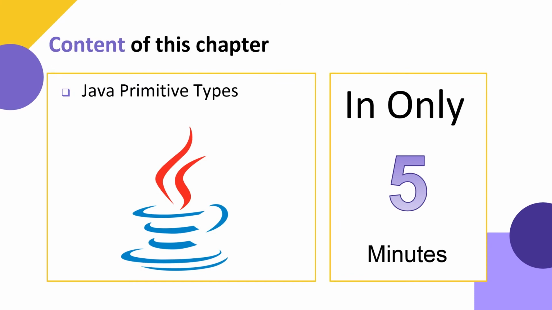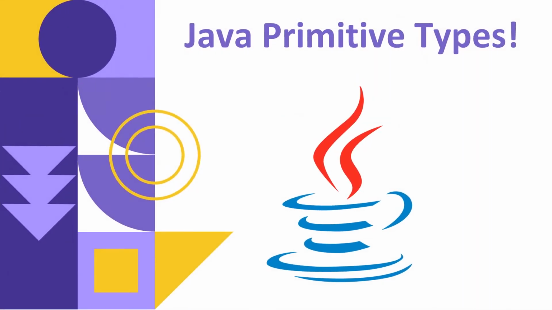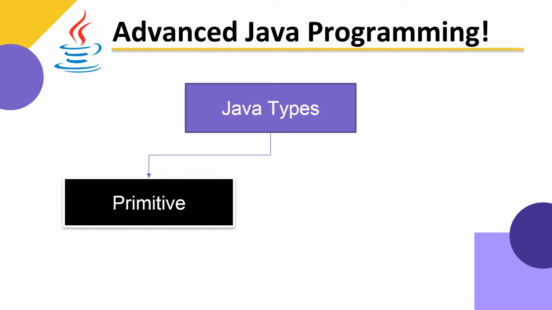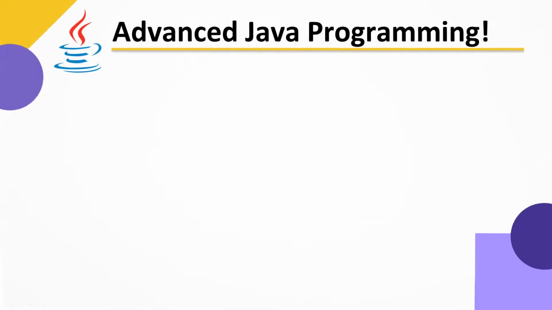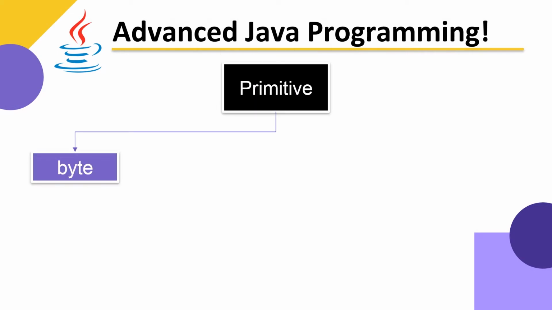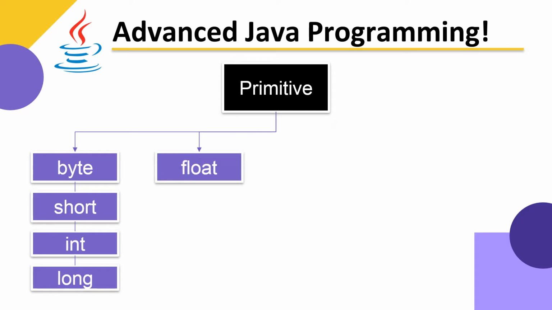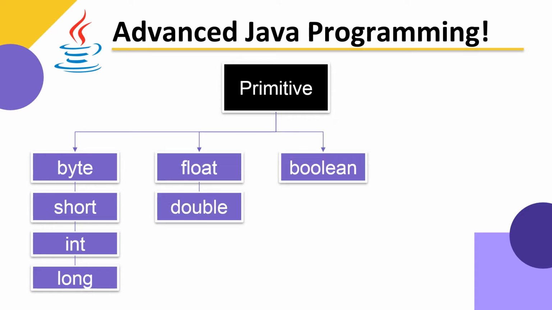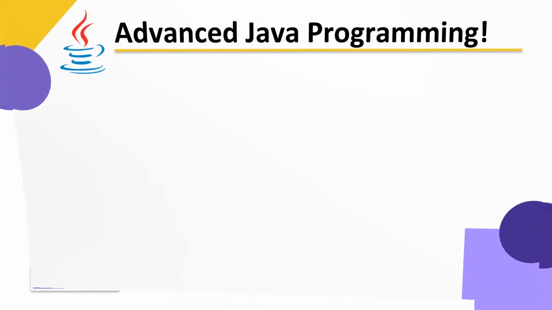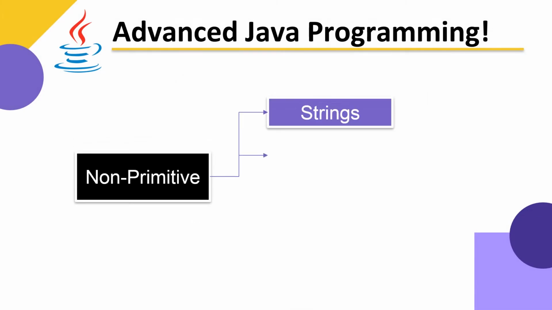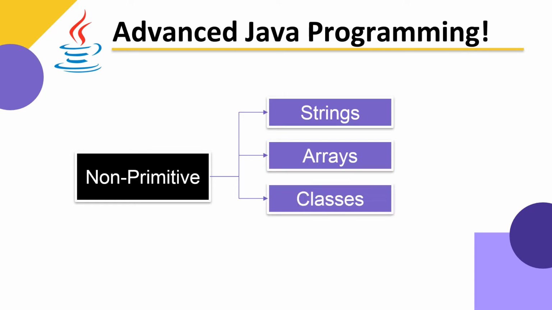In this tutorial, I am going to talk about various types in Java. Basically, we have two categories of types: primitive types and non-primitive types. Primitive types store simple values like byte, short, integer, long, float, double, Boolean and char. Non-primitive types or reference types such as strings, arrays, classes, interfaces store complex objects.